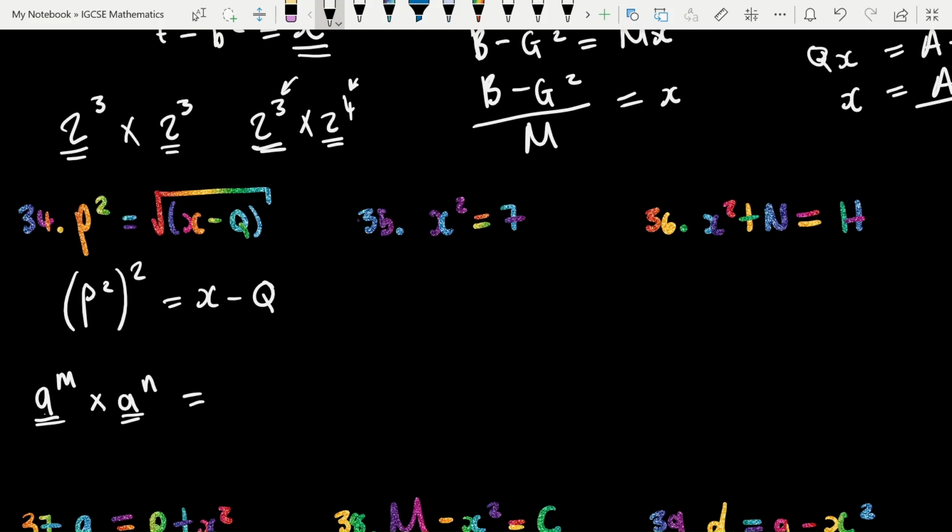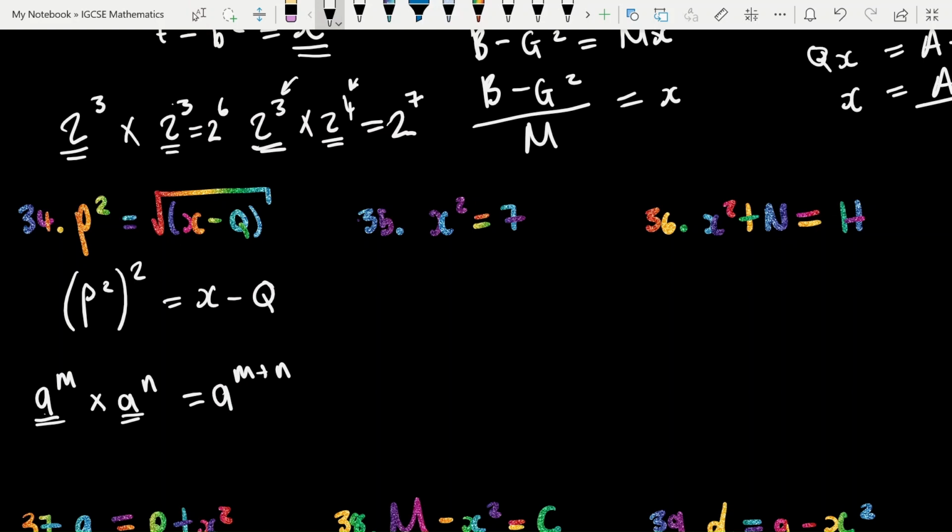What do you do when the bases are multiplying? When the bases multiply, the powers add. So it's going to be a to the power of m plus n. That means this would be just 2 to the power of 3 plus 3, which is 6. And here it'll be 2 again, first you put the 2, now to the power of 3 plus 4, which is 7.